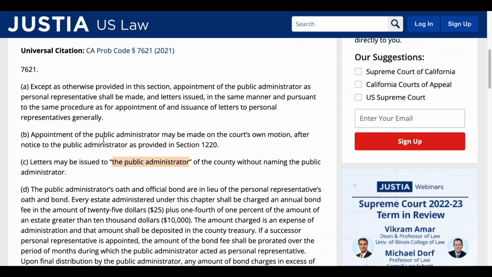They're known as administrators. Except as otherwise provided in this section, appointment of a public administrator as personal representative shall be made, and the letters of administration I'll tell y'all about issued, in the same manner and pursuant to the same procedure as the appointment of and issuance of letters to personal representatives generally. Okay, appointment of the public administrator may be made on the court's own motion after notice to the public administrator as provided in section 1220.